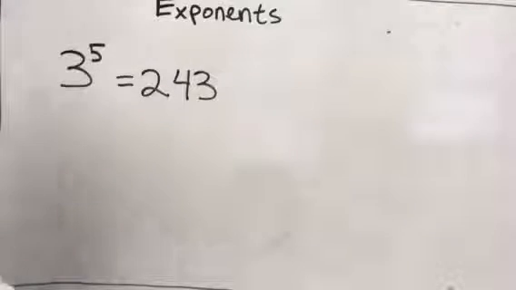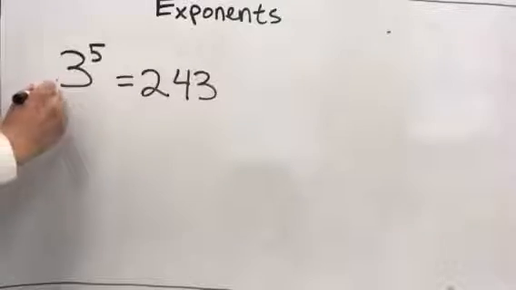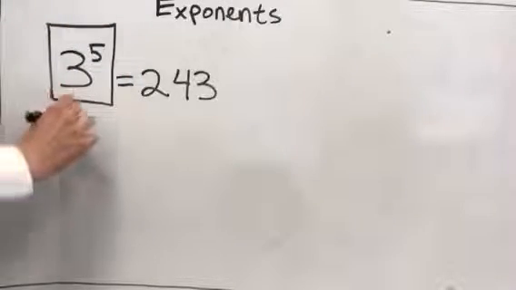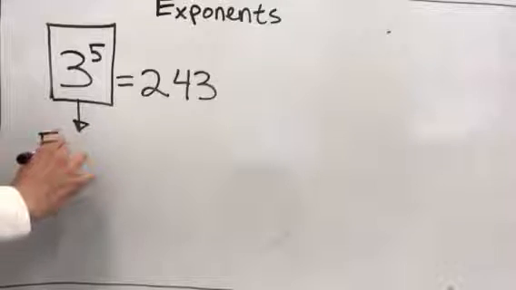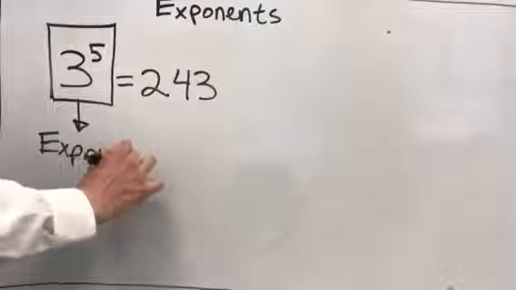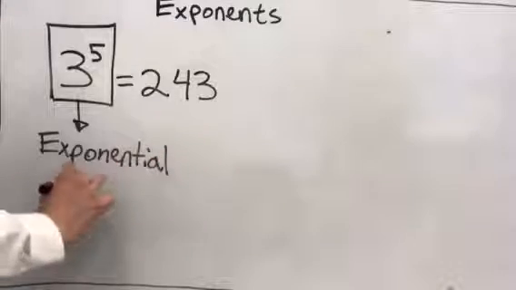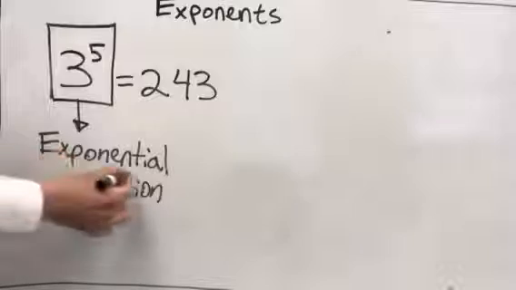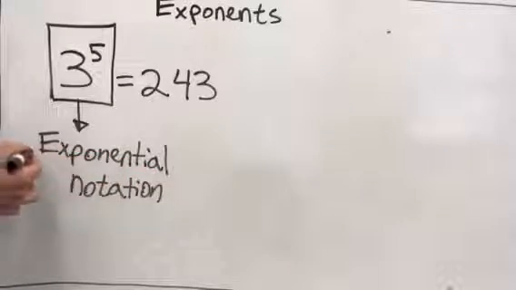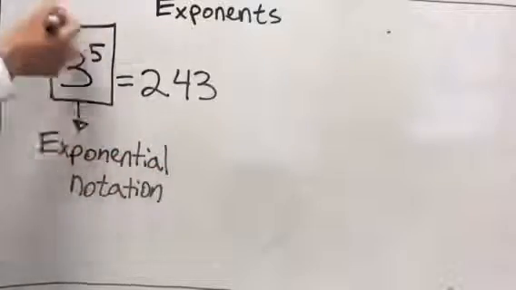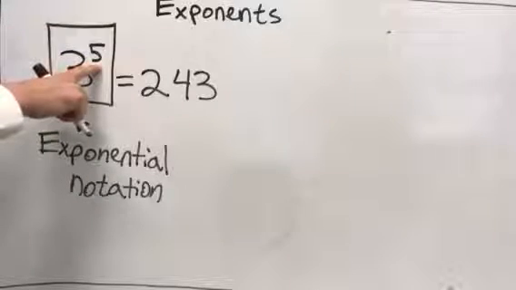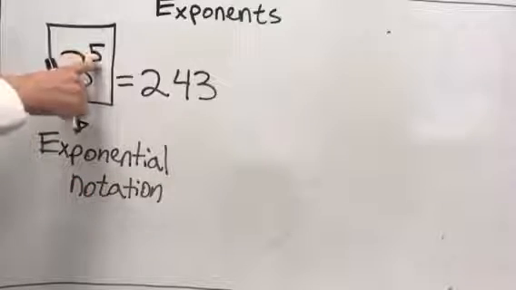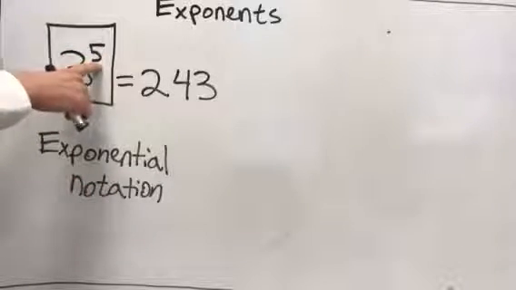The vocabulary that we would like to go over is that 3 to the 5th is an expression that we call exponential notation. Exponent is part of the root of the word exponential. If we have an expression where there's an exponent, we call it an exponential expression or exponential notation, since we're noting that there is going to be a 5 that's an exponent.